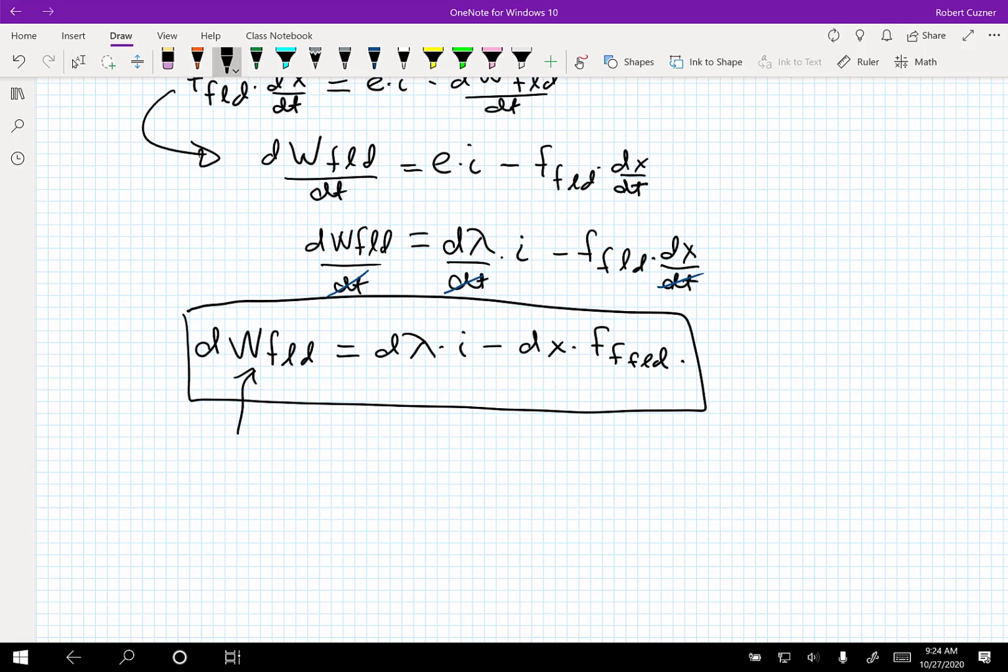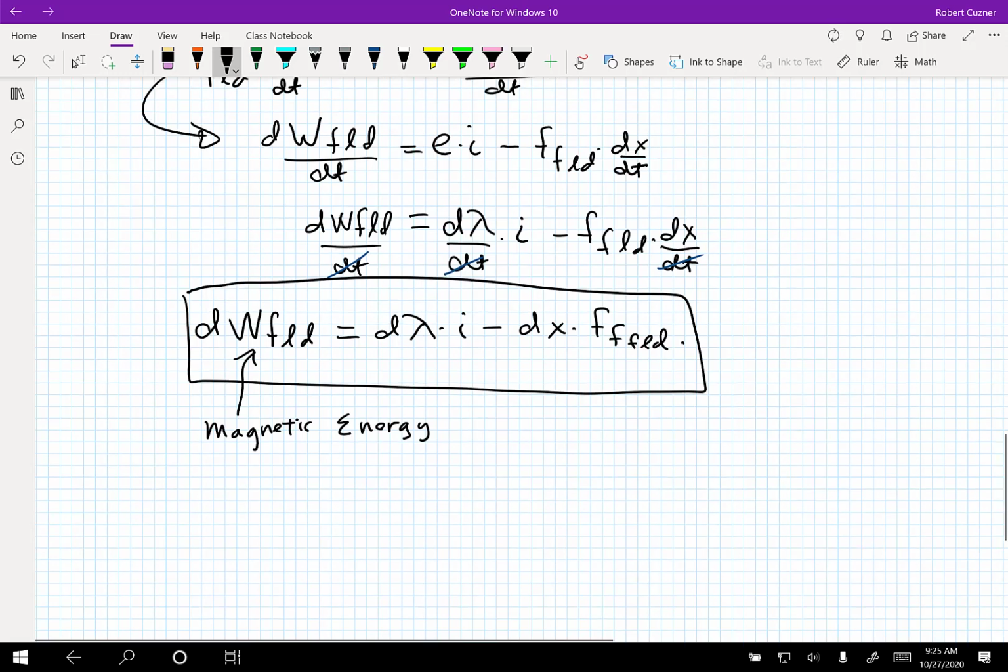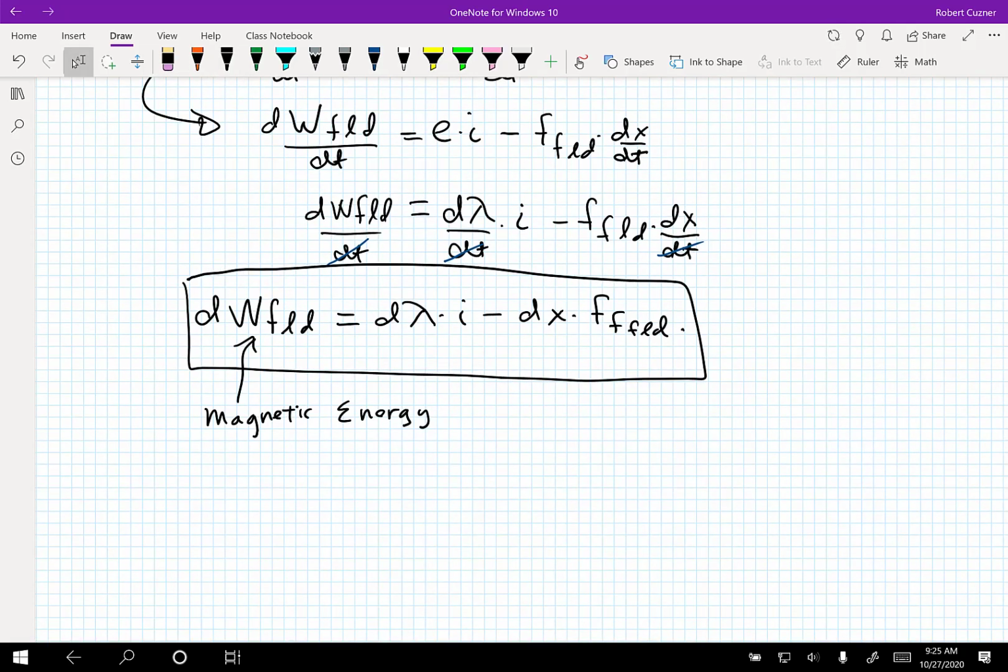So this is the magnetic energy. We talked a little bit about magnetic energy when we were talking about the core loss and the hysteresis loss. So what we need to do now is, if we want to find what this really is, this is a differential equation for energy, magnetic energy.